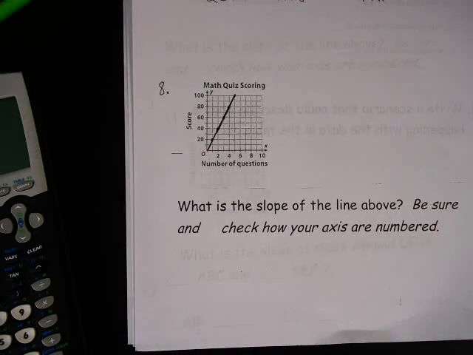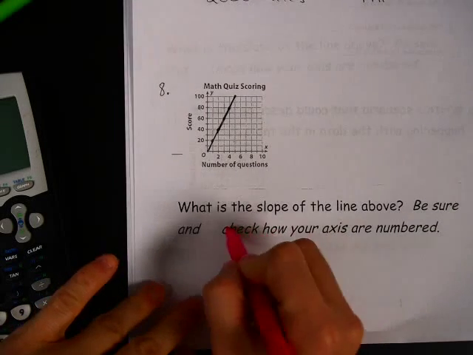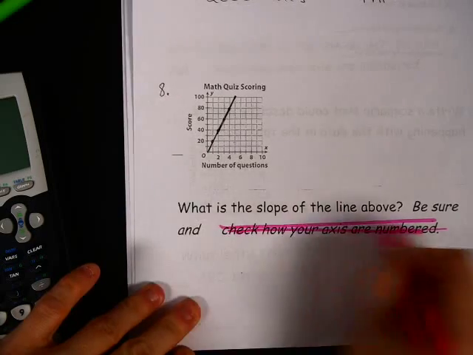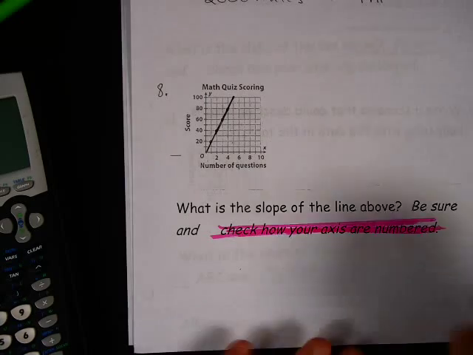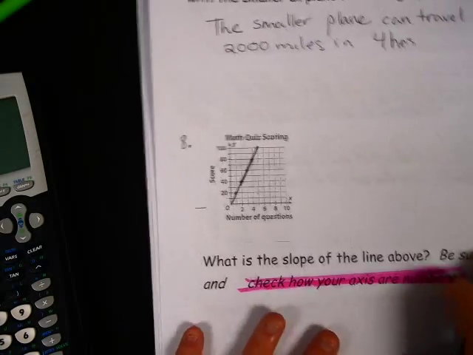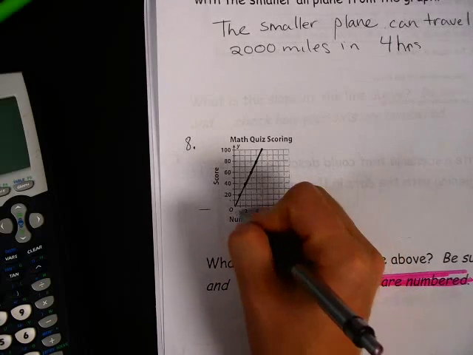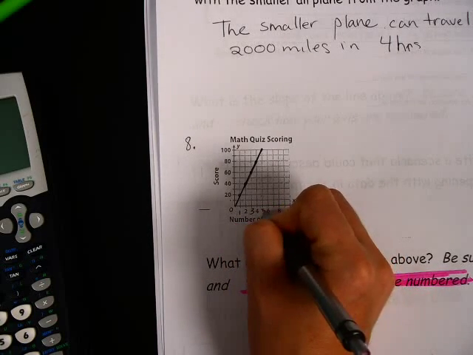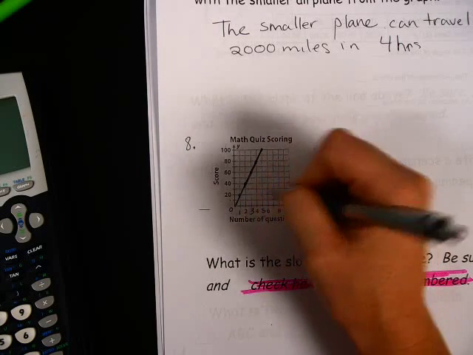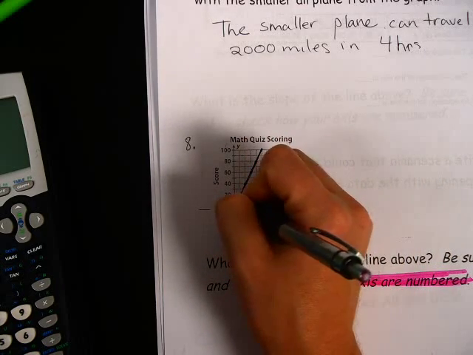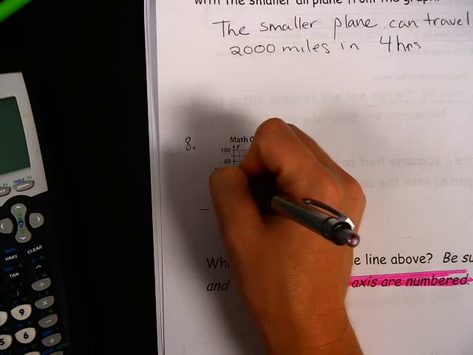Okay, number 8. What is the slope of the line above? Be sure to check your axis and how they're numbered. Woohoo! I even gave you hints. Pay attention. You won't have that on your test, but gosh, you need to know it. You need to pay attention to what is being numbered. Looking at our x, it's counting by 1, so that one shouldn't be so bad. But look, this is the x, this is the y, and it's counting by tens.